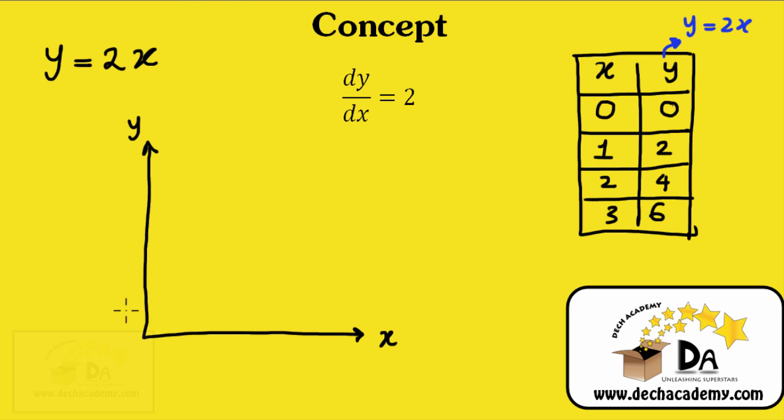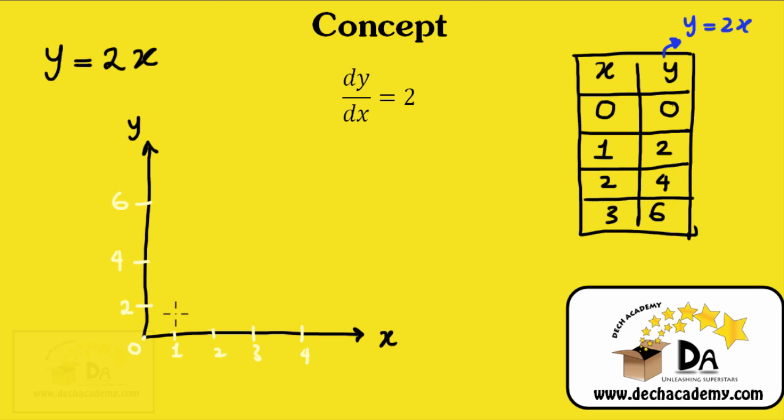So I'm just going to quickly plot that here. Use a different color. First I need to label the axes. I'll use white. So this is the origin. This is an x value of 1, an x value of 2, an x value of 3, an x value of 4. Here I have the y value of 2, the y value of 4, and the y value of 6. So I'll just plot the graph.